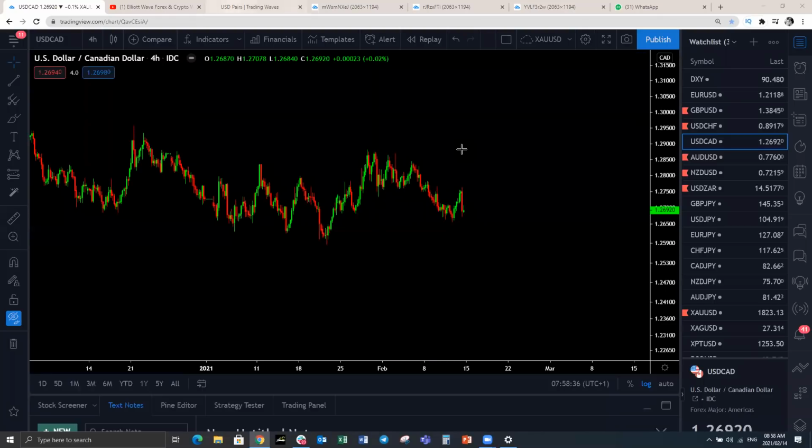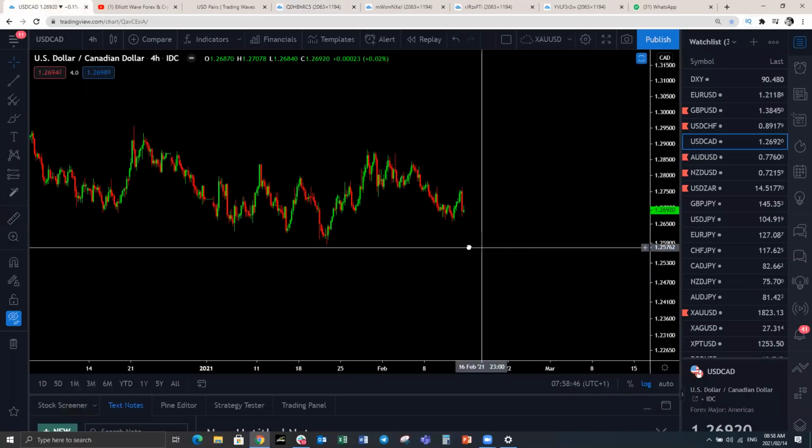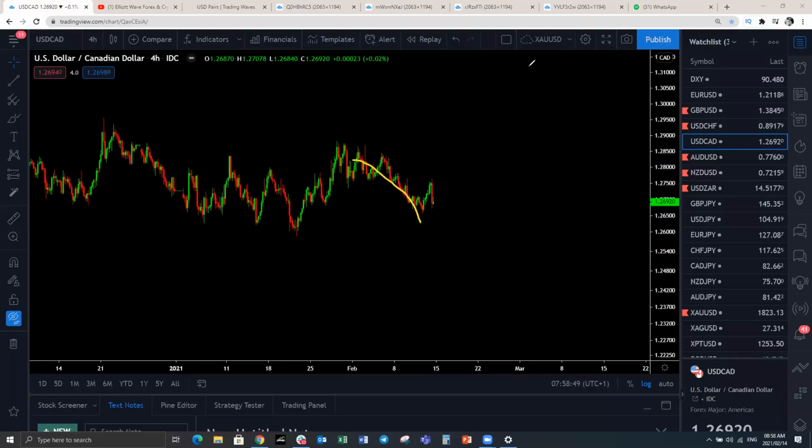Let's just have a look here at the 4-hour structure on US dollar CAD. So there we go. We have this pullback here and we're looking for this one to continue lower. And that is what we are getting on US dollar CAD. This is where we were. We're looking for this to continue lower. It is still showing continuation to the downside. Look for that. Okay. That's what you have on US dollar CAD.